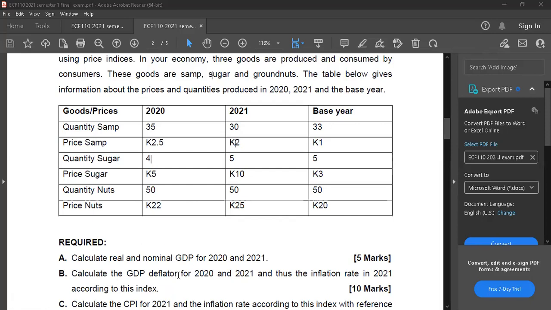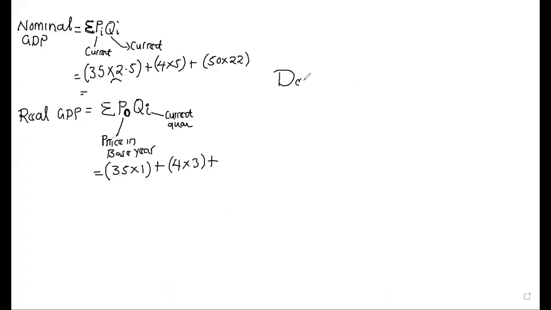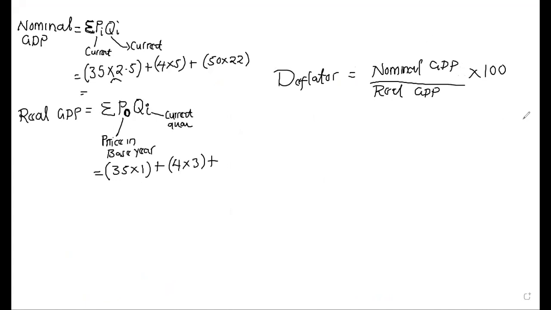Then the next one talks about the deflator, and that's the inflation rate in 2021, according to this index. To find the deflator: the GDP deflator is equal to nominal GDP. You get the nominal GDP, divide it by the real GDP, then multiply everything by 100. That's how you find the deflator. So you get a GDP deflator by that.